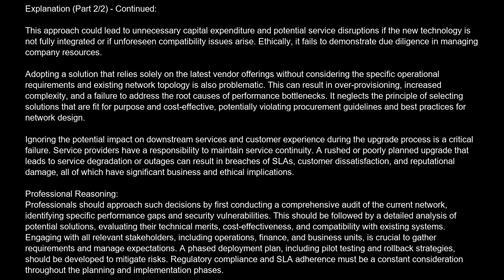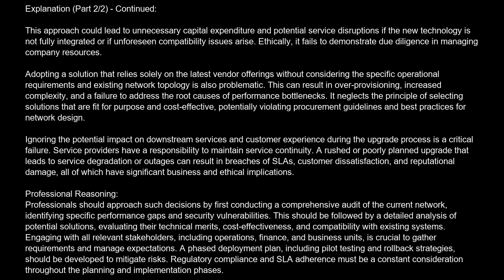Ignoring the potential impact on downstream services and customer experience during the upgrade process is a critical failure. Service providers have a responsibility to maintain service continuity. A rushed or poorly planned upgrade that leads to service degradation or outages can result in breaches of SLAs, customer dissatisfaction, and reputational damage, all of which have significant business and ethical implications.